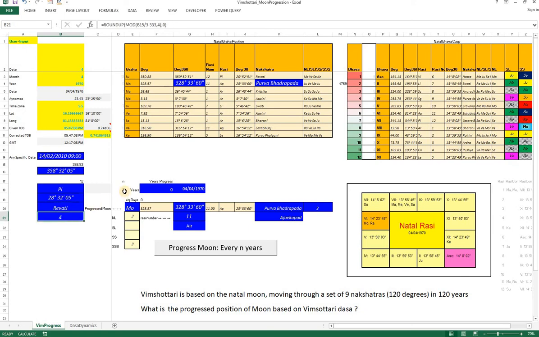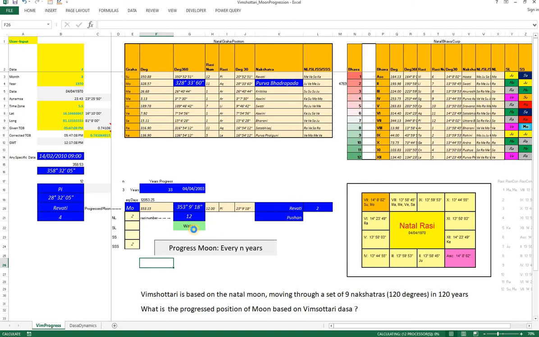In case you need every year after birth, you just put the number 1 year. And if you want to jump every 3 years, you just see the progress of the moon every 3 years by clicking this button here, and it basically updates. See, he is getting into Revati now, which is a watery sign. So from watery sign, it enters the fiery sign, Bharani. Then Kritika, then it gets into an earthy sign.